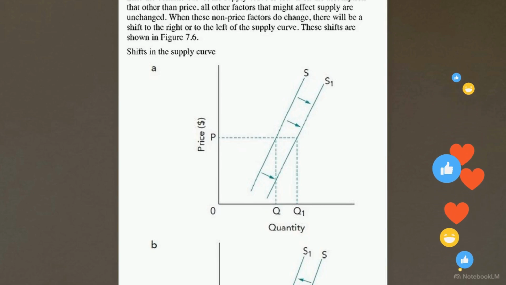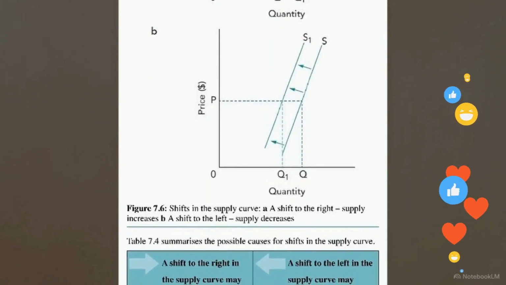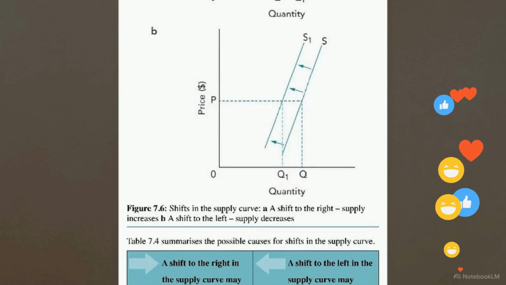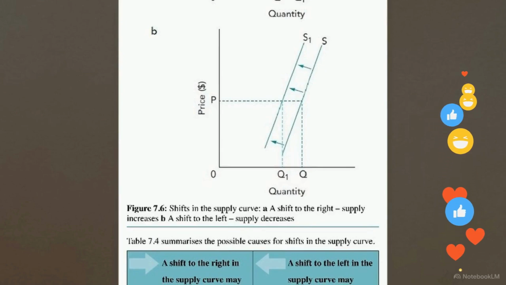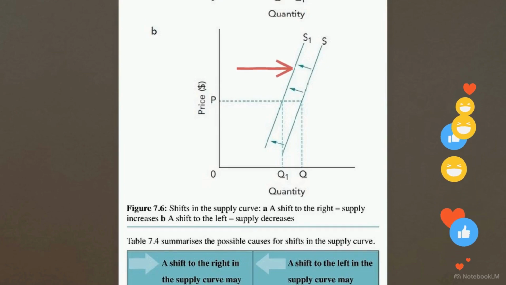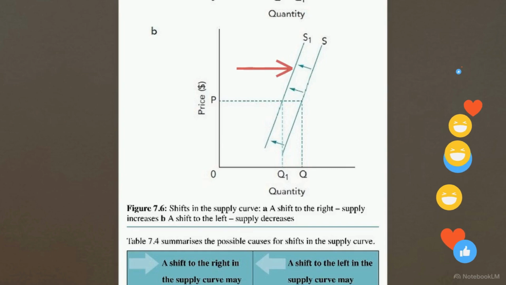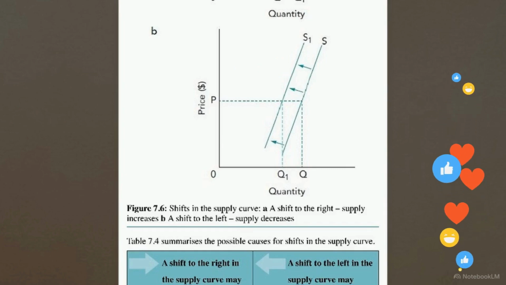Now look at panel B. This illustrates a decrease in supply. If a storm destroys dairy farms or taxes on sugar go up, making ice cream becomes more expensive. The entire curve shifts to the left. This leftward shift means that at every possible price, Steve and the other sellers will offer fewer cones than they did before.